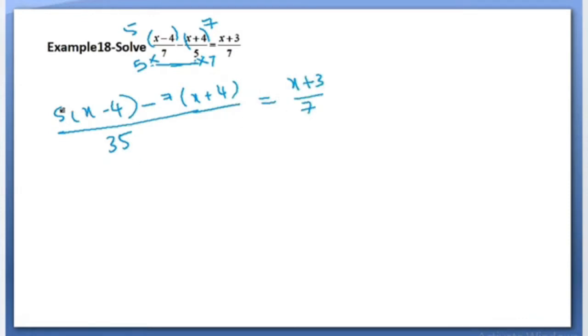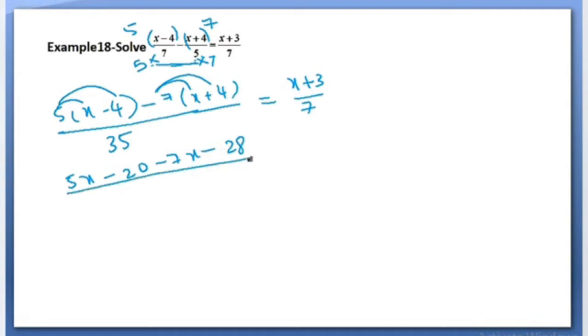The next, you should multiply 5 into x. We have 5x minus 5 times 4, that is 20. So minus 7 into x, minus 7 into 4, that is 28. 7 times 4 is 28, minus into plus is minus. And in the denominator we have 35. And on the right side we have (x plus 3)/7. Now cancel, 7 times 1 is 7, 7 times 5 is 35.